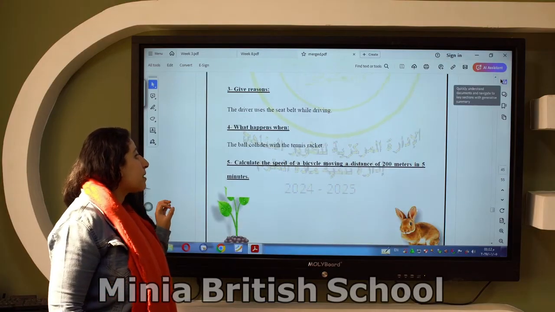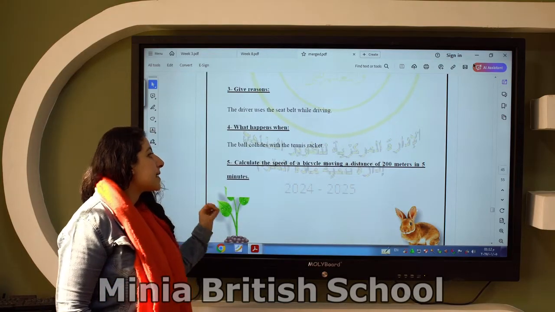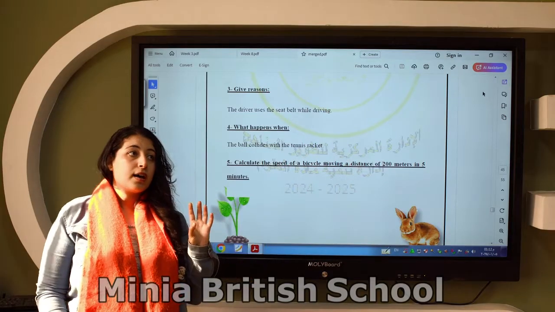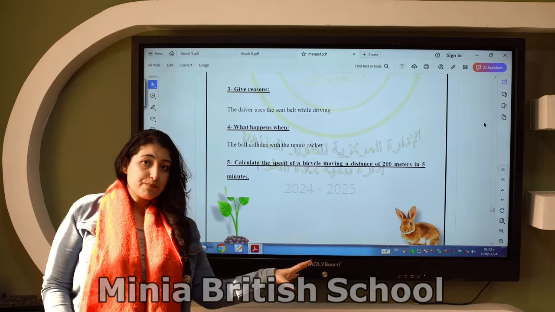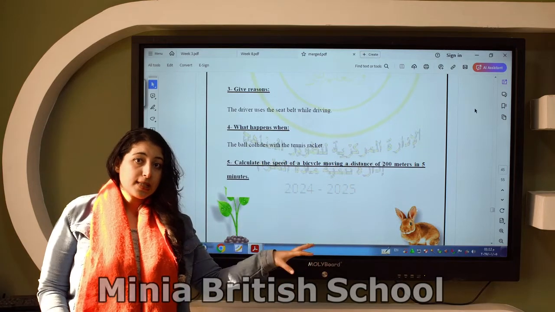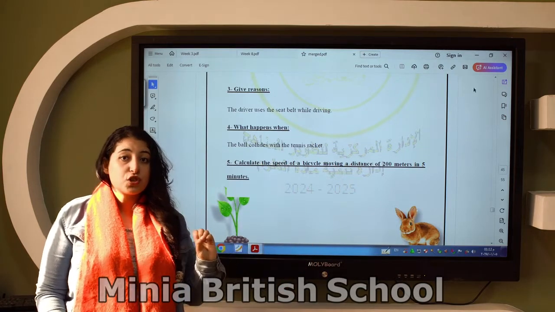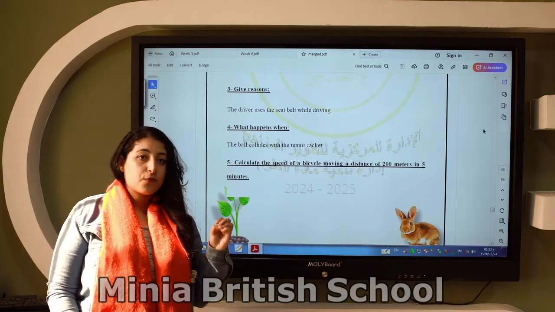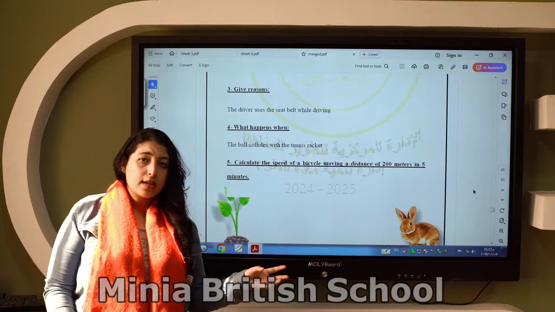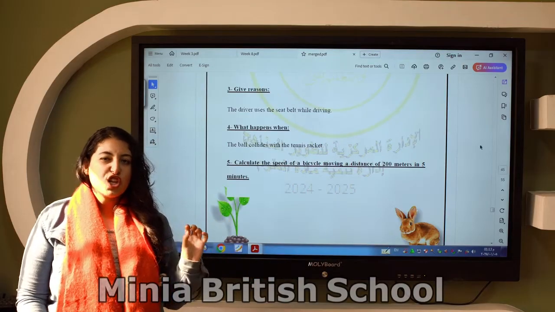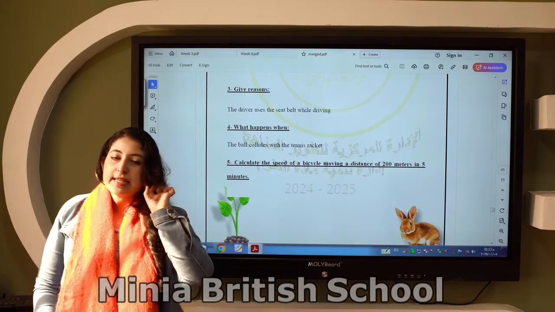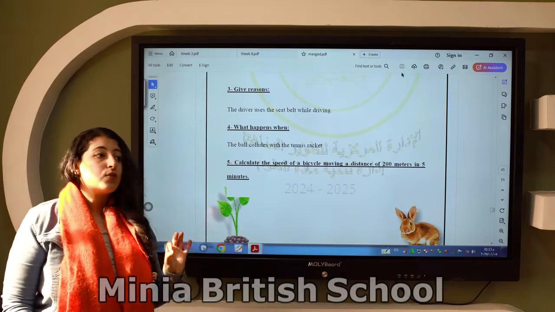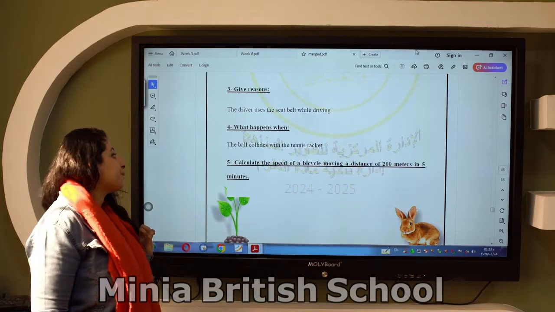What happens when the ball collides with the tennis racket? What will happen? The tennis ball's speed increases and it changes its direction. Okay? Most of the kinetic energy transfers from the bat to the ball and some kinetic energy changes into sound energy that we can hear, and also into heat that we feel due to friction force.